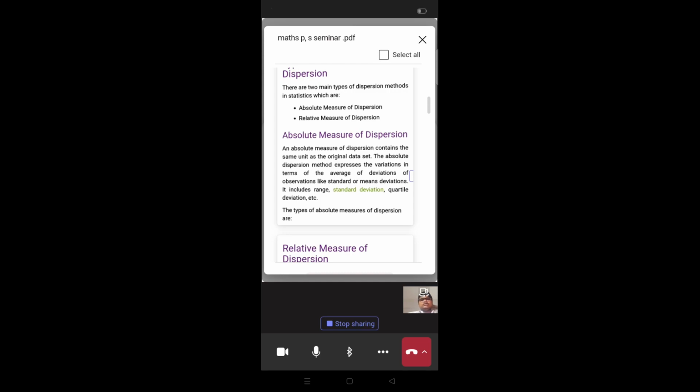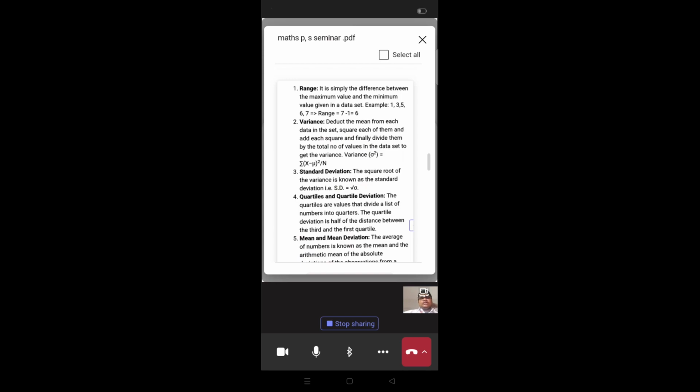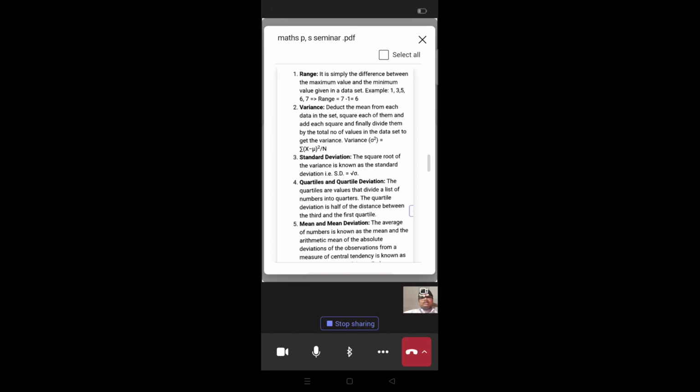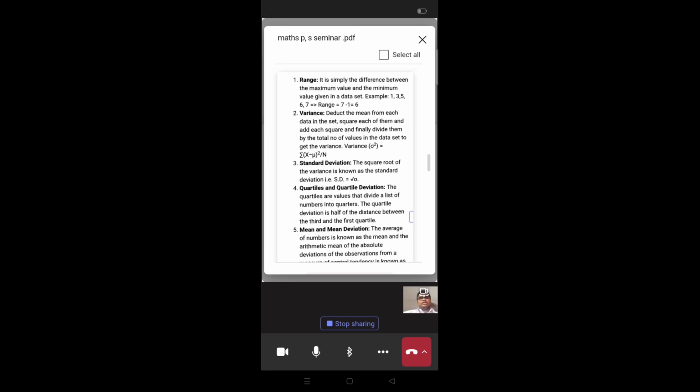The types of absolute measures differ. There are four types of absolute dispersions: range, variance, standard deviation, quartile and quartile deviation, and an extra one, mean and mean deviation. Let's discuss them individually. Range. It is simply the difference between the maximum value and the minimum value in a data set. Example: 1, 3, 5, 6, 7. In this, the lowest value is 1 and the highest value is 7. Range is equal to 7 minus 1, which is 6.